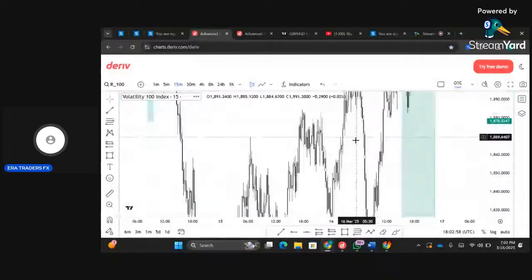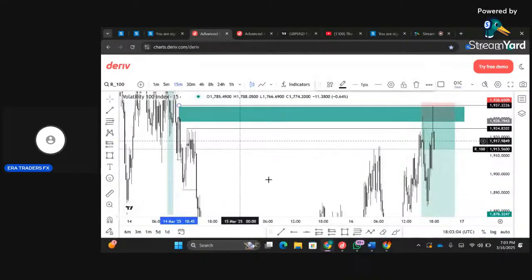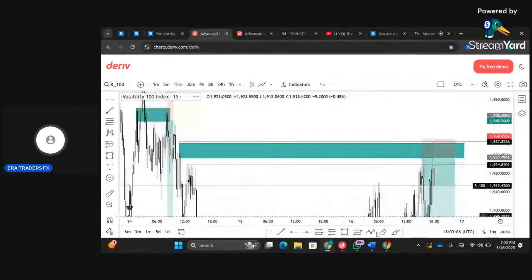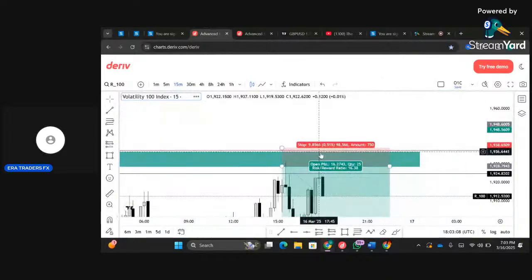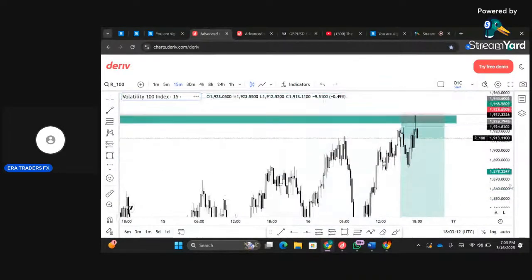But one of the reasons why you must understand this is that this high is protected. It's not supposed to take that high out. And if you look at it, see what happened. It did not come back there. So yeah, basically.